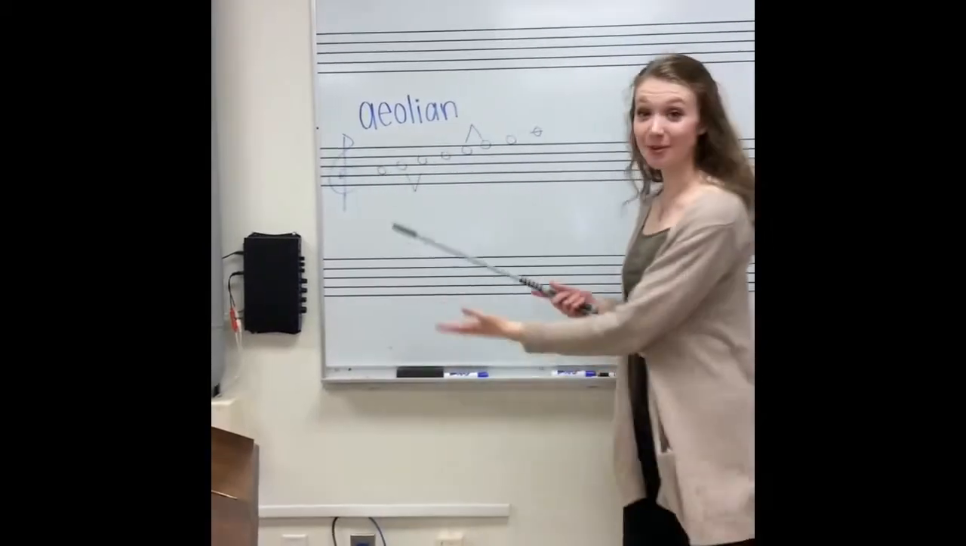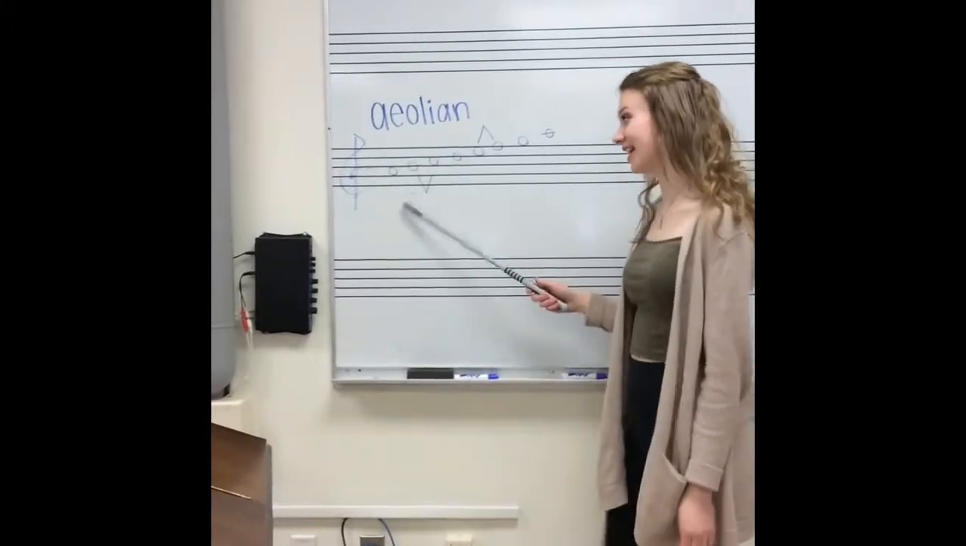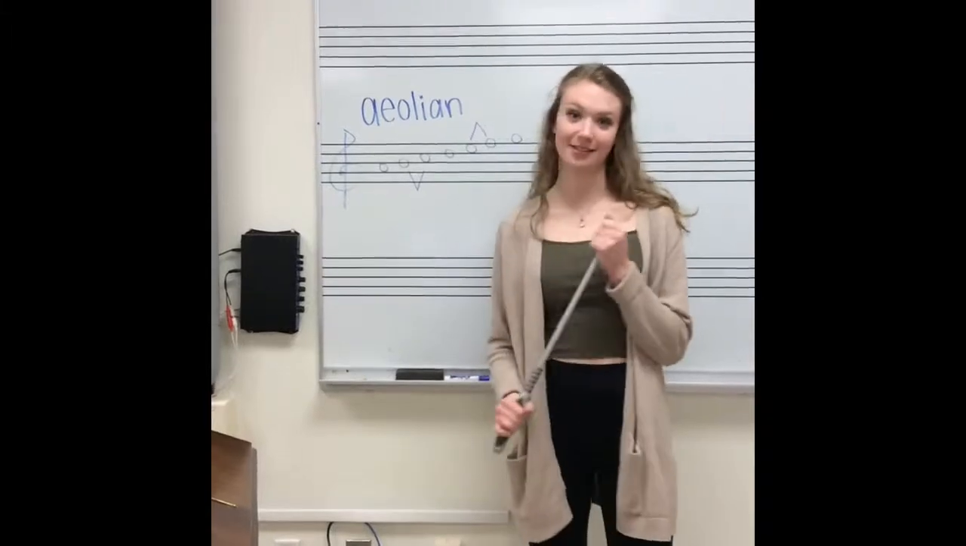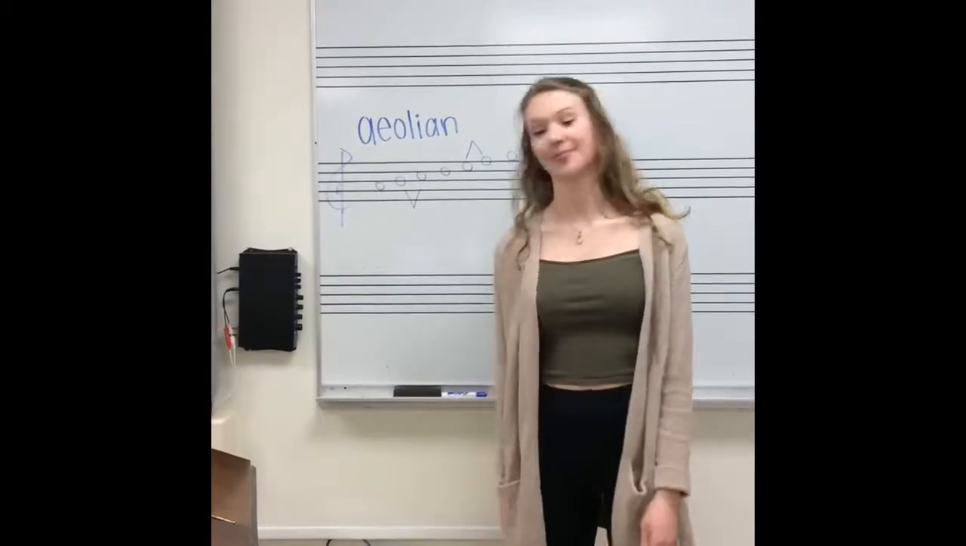Okay. The next mode is Aeolian. It starts on A, has half steps between 2 and 3, and 5 and 6. It is also commonly known as natural minor. This is what it sounds like.